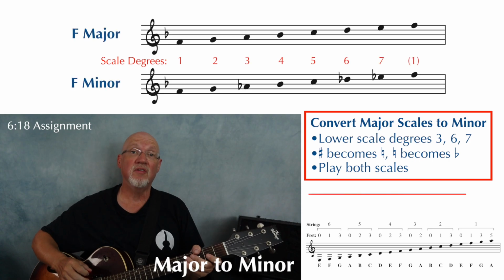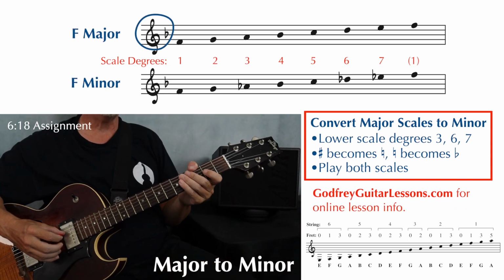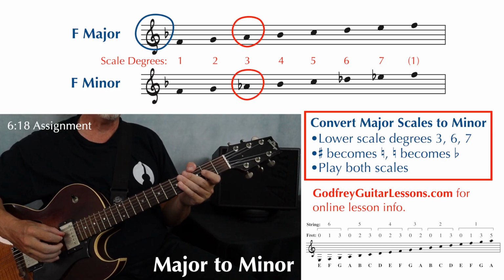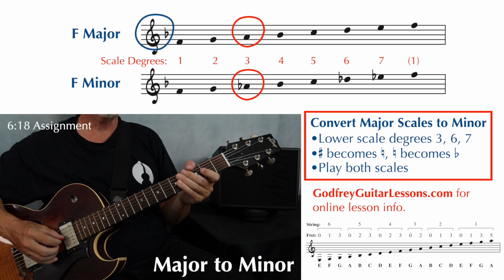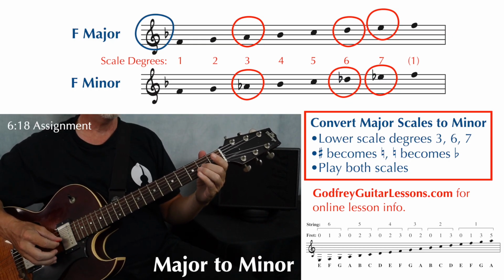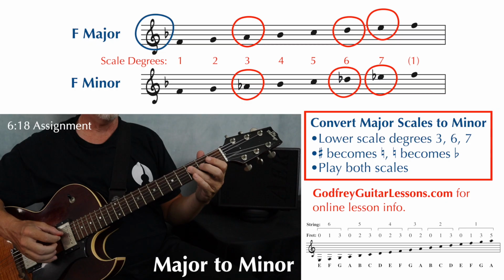Next up, we're going to convert F major to F minor. We have one flat in the key signature. Please keep that in mind. The third scale degree is A. Change that to A flat. Sixth scale degree is D. Change that to D flat. Seventh scale degree is E. Change that to E flat. And then play the F major scale. And the F minor scale.